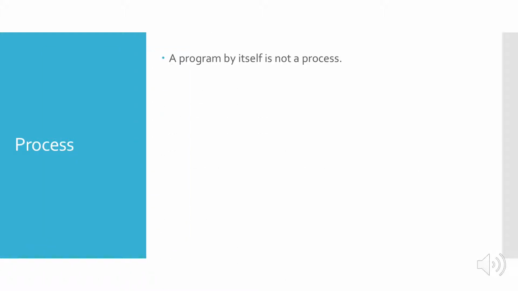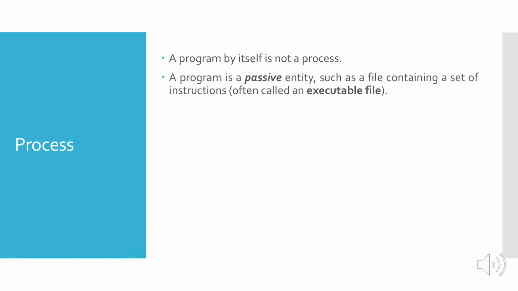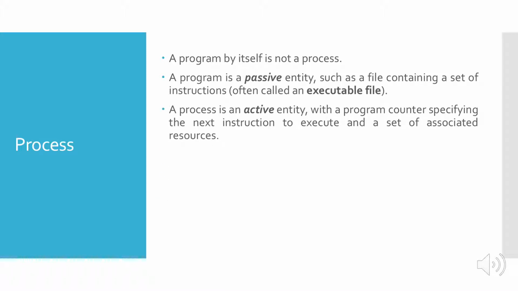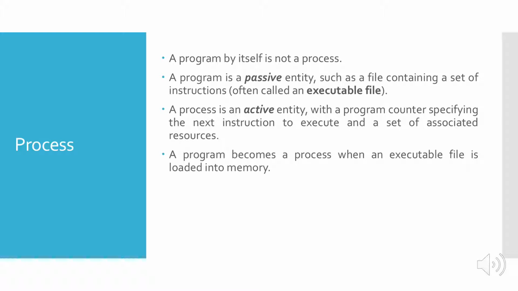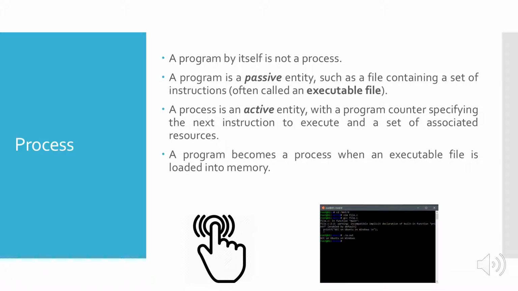A program by itself is not a process. A program is a passive entity, such as a file containing a set of instructions, often called an executable file. A process is an active entity with a program counter specifying the next instruction to execute and a set of associated resources. A program becomes a process when an executable file is loaded into memory. There are two common techniques for loading executable files: double clicking on an icon, or entering the executable file name in the command line, like program.exe or a.out.